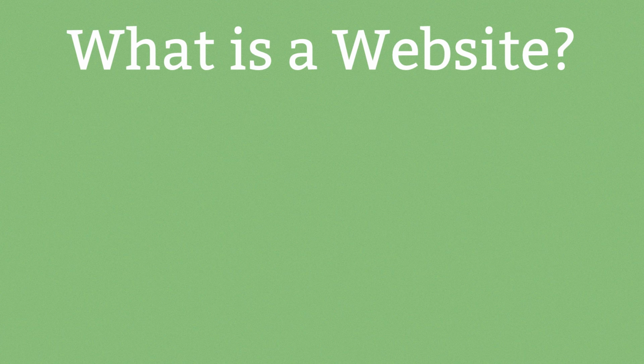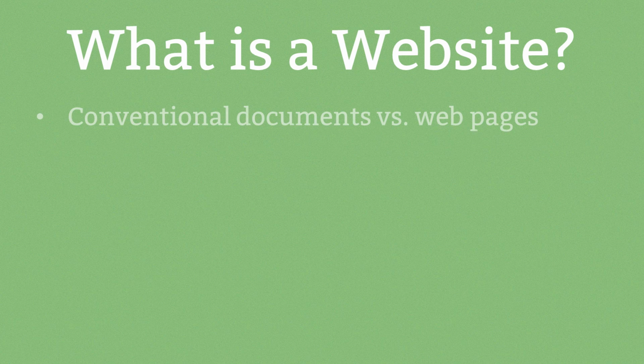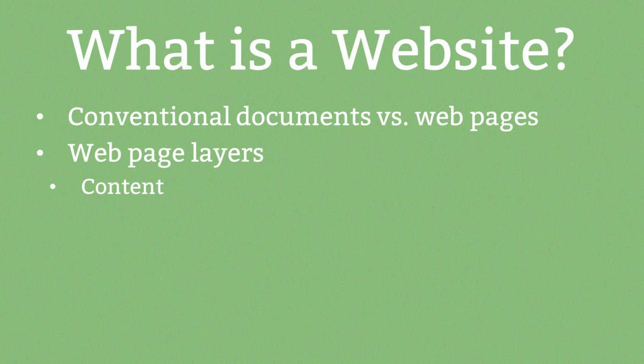That completes the What is a Website lesson, in which you learnt the difference between conventional documents and web pages, and the 3 layers of a web page: content, creative, and code.